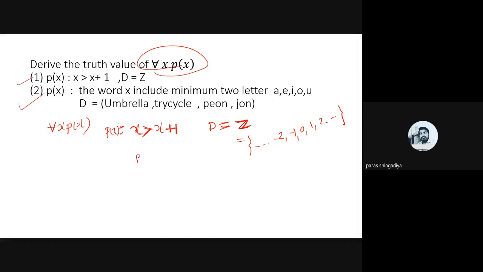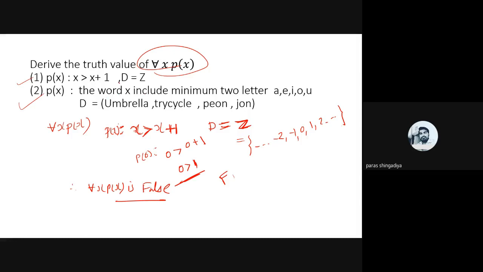So here we can consider 0, simple 0. Replace that first value 0 in this equation. It will be 0 greater than 0 plus 1, that is 0 greater than 1, and that is false in mathematics. So we can say that every x P(x) is not true for every value. Here a counter example is given: P of 0 is a false output, and therefore we can say that every x P(x) is false. So this is the answer of this one.